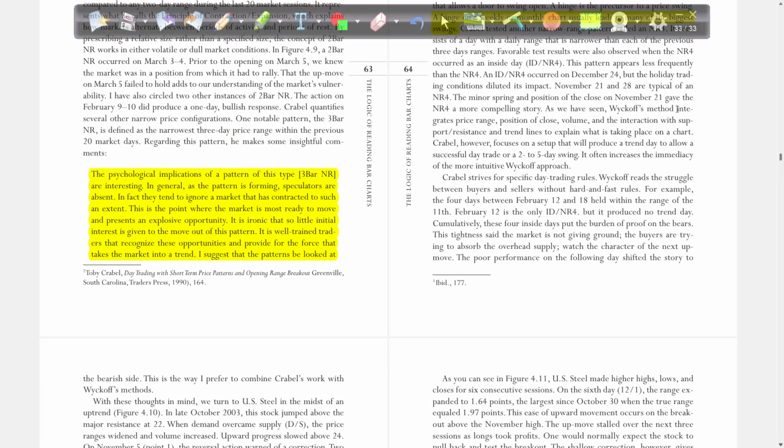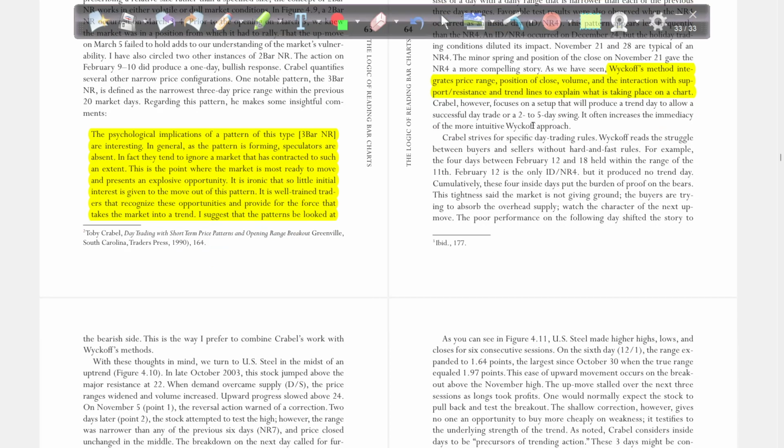November 21st and 28th are typical of a narrow range 4. The minor spring and position of the close on November 21st gave the narrow range a more compelling story. As we have seen, Wyckoff's method integrates price range, position of close, volume, and the interaction with the support and resistance and trend lines to explain what is taking place on a chart.